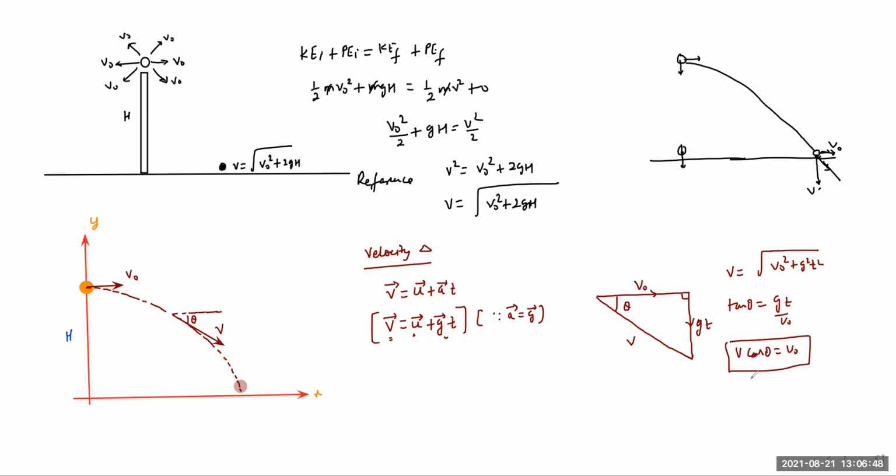So cos theta will have the ratio, which means the horizontal component of velocity is always the same as v naught. And that should be the answer, isn't it? Because in the entire journey, v naught has not changed. So v is changing due to the gt part, not due to the v naught part. So it is the gt which is creating a new v.